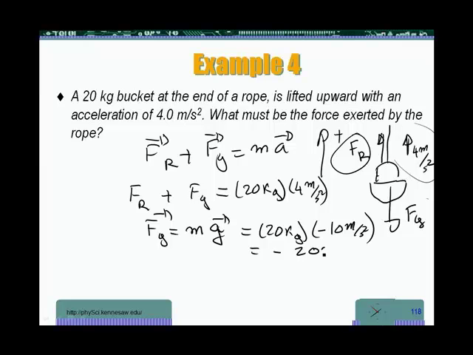So it is minus 200 newtons. So I'm going to go back to the top equation. Fr, instead of plus Fg now, it's going to be minus 200 newtons. And it's going to be equal, instead of 20 times 4, I'm going to calculate it. That's going to be equal to 80 newtons. So solving for Fr, I'm going to add 200 newtons to both sides. So I end up getting Fr equal to 280 newtons.